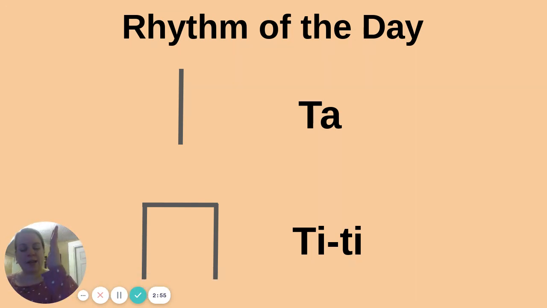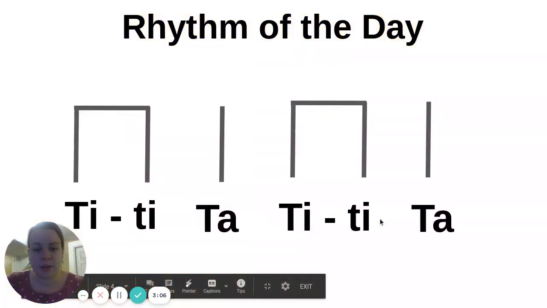If you see a straight line that goes straight up and down, we call that ta. If you see two going up and down that's connected by a top, looks like a table from the side, we call that titi. We have ta and titi. Here's our rhythm of the day.